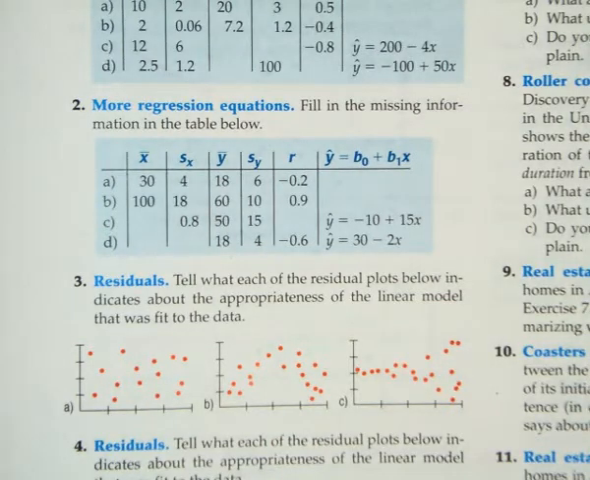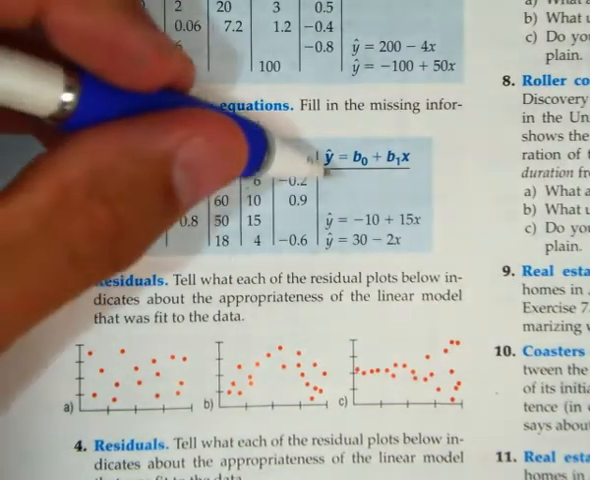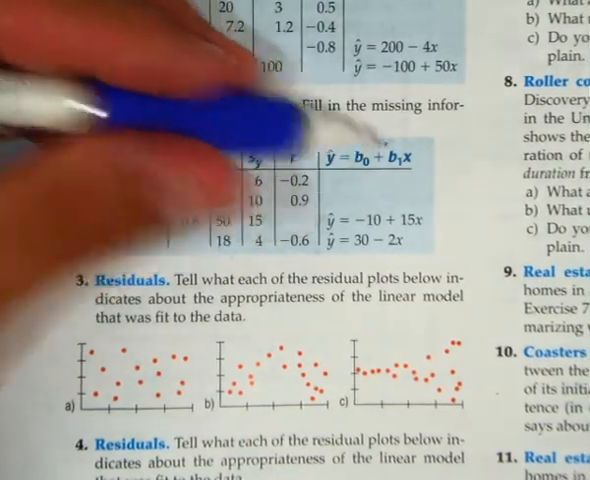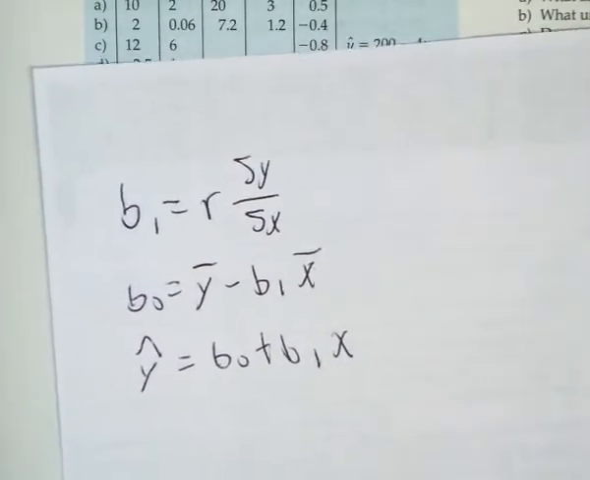Okay, so in problem 2, we actually have 4 problems to do. We need to know these 3 formulas to do these problems. So, in the first one, we need to find the equation. So we need b sub 0 and b sub 1. So we're going to use these 2 equations right here.